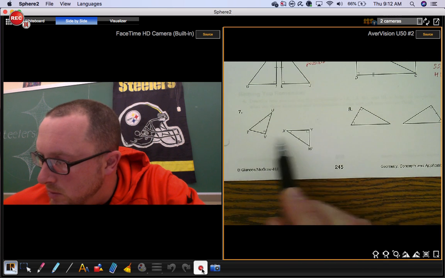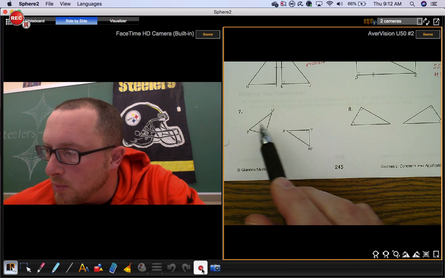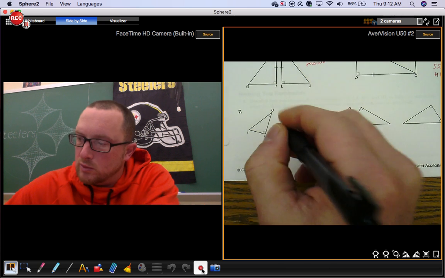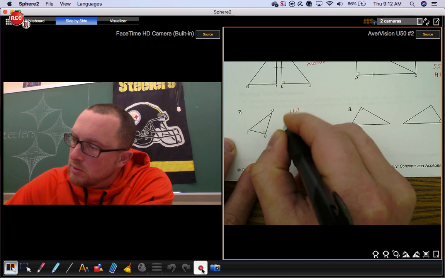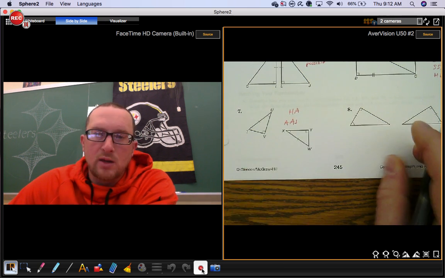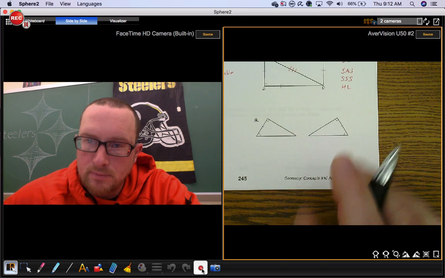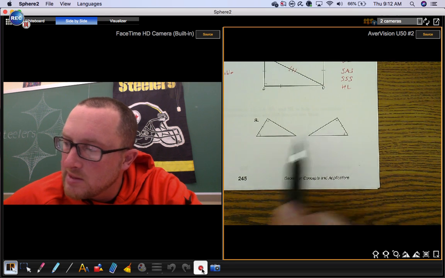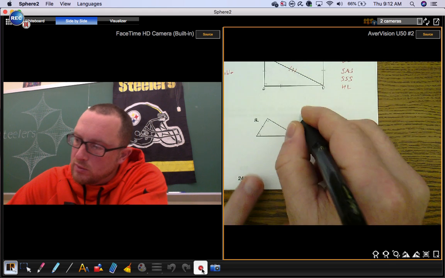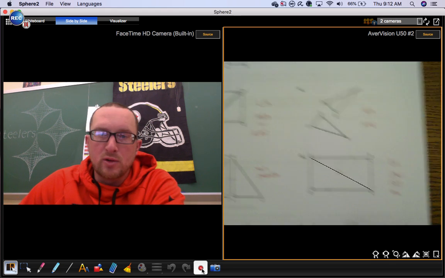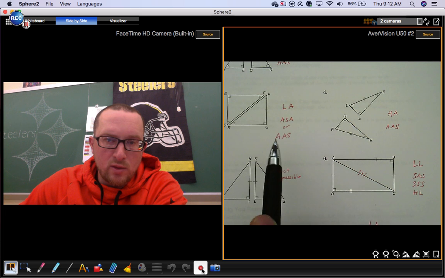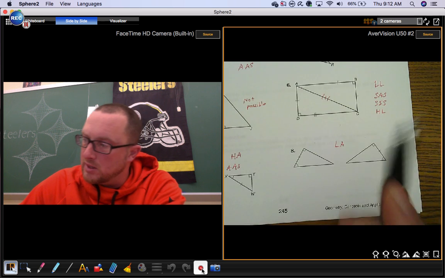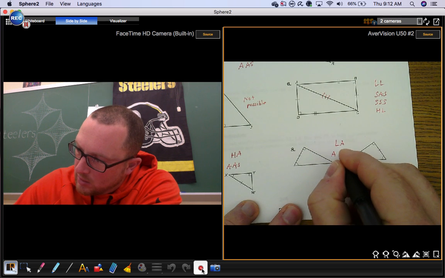Number 7, you have 2 right triangles, you have congruent hypotenuses, and you have congruent acute angles. Remember, that's the same thing as your angle side. This one here, we have congruent legs, and we have congruent acute angles. Now remember, your leg acute could be one or the other, angle side angle or angle side. In this particular case, it's angle side angle.